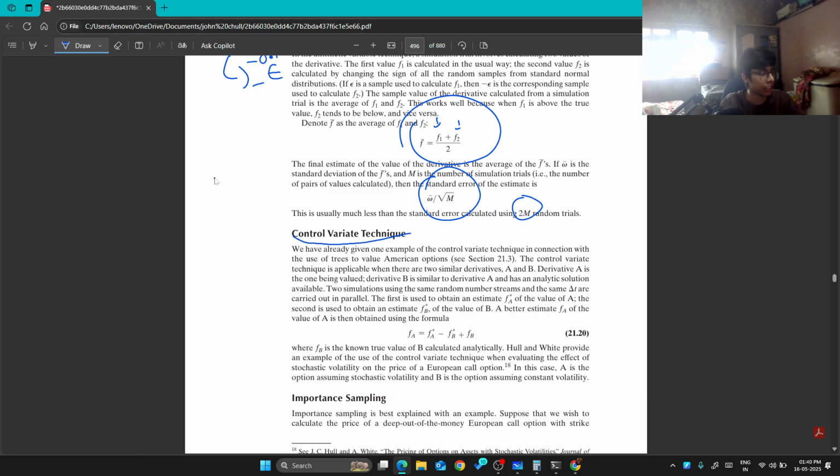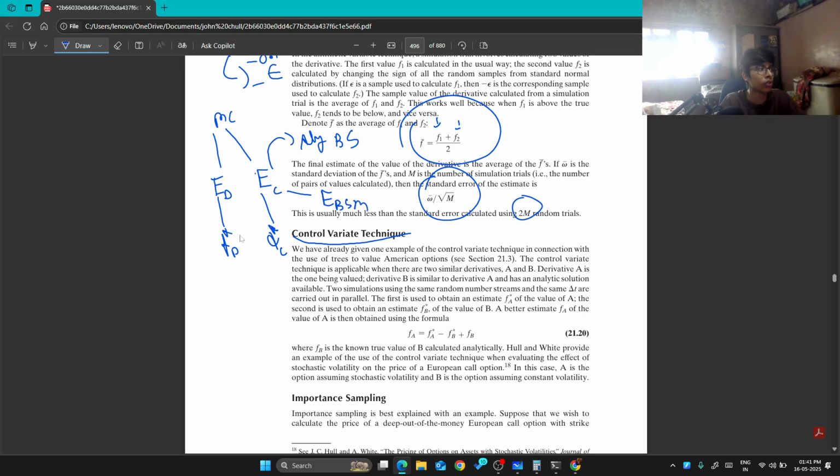Control variable technique, we discussed it earlier. Let's say there is an exotic derivative, right? And there is a European call, and the payoff of the exotic derivative is similar to the payoff of the European call. So we will do Monte Carlo simulation of both, and we get the values of FD star and FC star. Okay, we got the values. We also have the analytical solution, that is the BS solution, for the European call option.